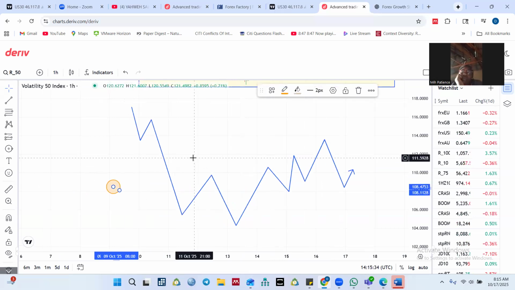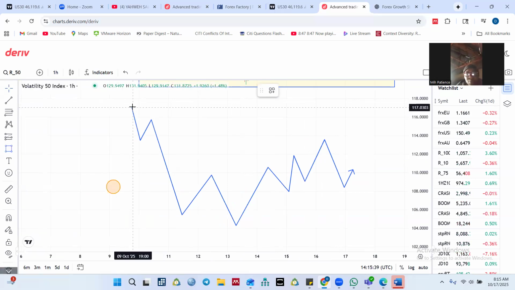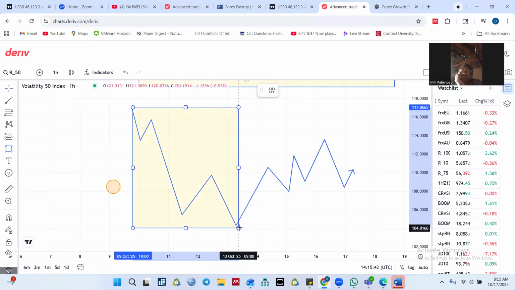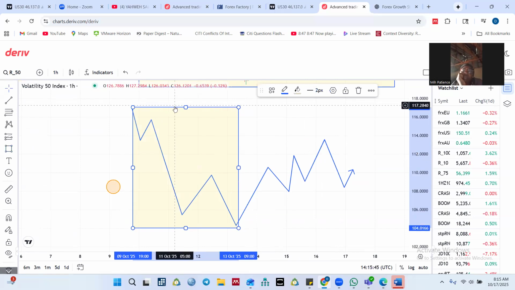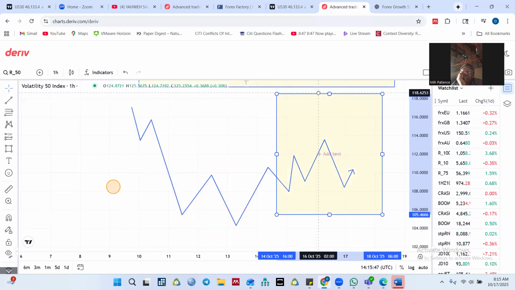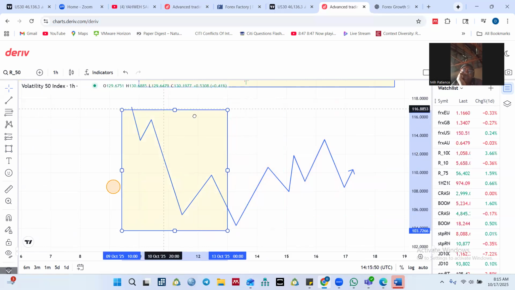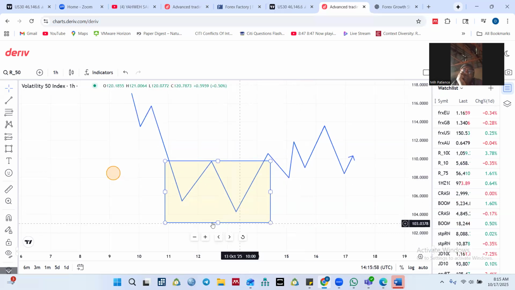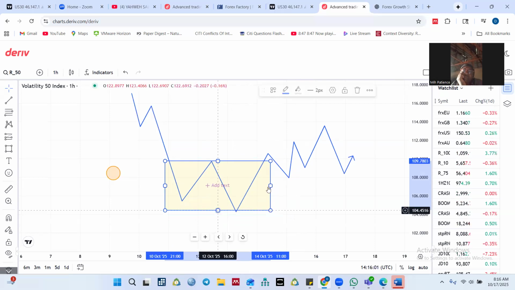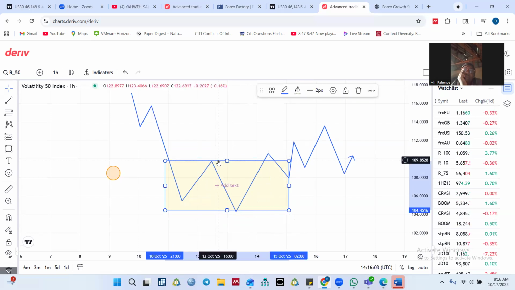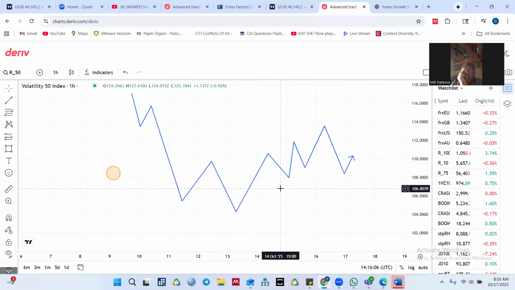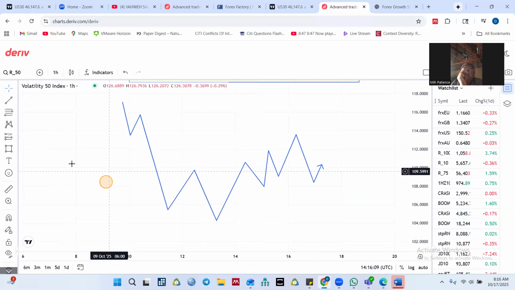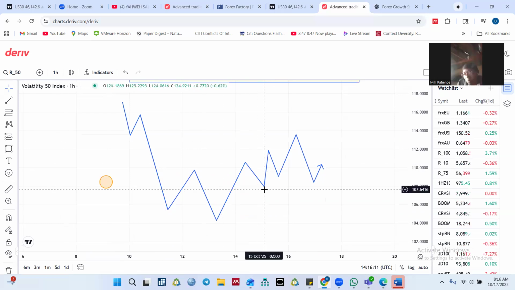Now, when we talk of market structure itself, when the market is going lower, lower, lower like this, we call it a downtrend. And when it is moving up, up, up like this, we call it an uptrend. And when it is moving sideways or consolidating, for example, like what it did here before the breakout, we call it a ranging market. So in an uptrend, what should we see? We should see higher highs and higher lows.